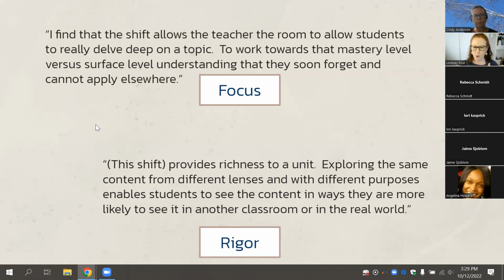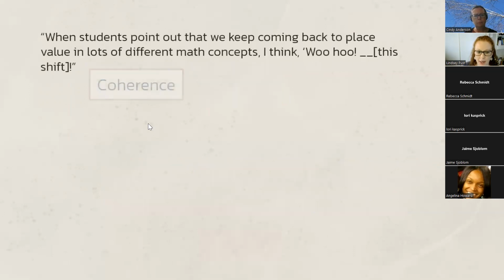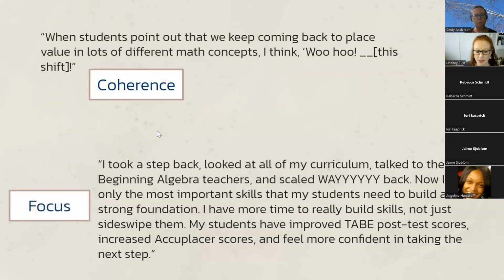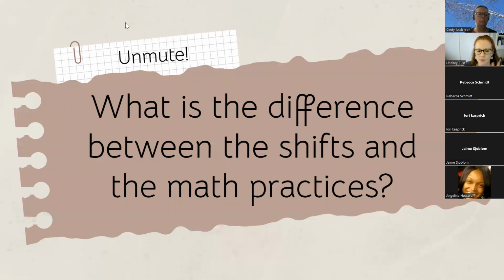So it was nice to get some quotes from teachers about how they are thinking about focus or coherence or rigor, and just different ways of describing it. I didn't realize I had one more. Okay, yeah, wow, we had like 12 quotes. I thought I was further ahead. So you will get this slide deck, so I'll let you look at that.